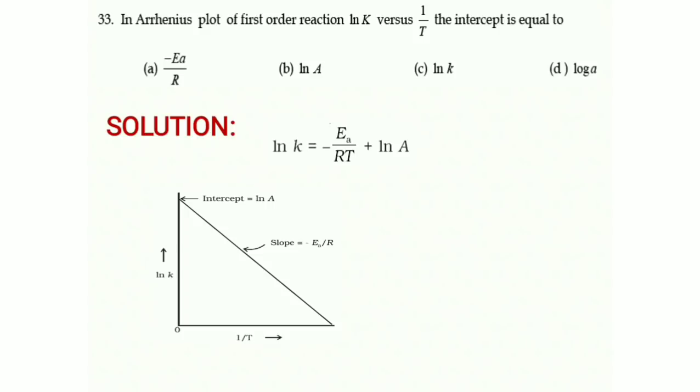So -Ea/R is the slope, 1/T on the x-axis, and ln K you have plotted on the y-axis. So ln A is the intercept, you can see ln A. So the answer for this question is B.